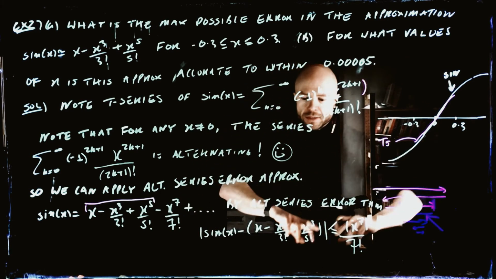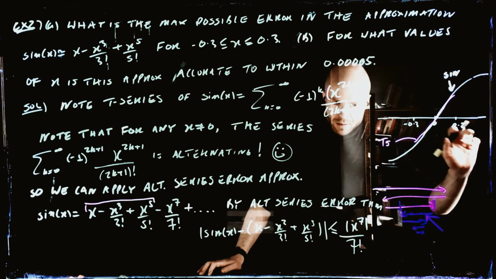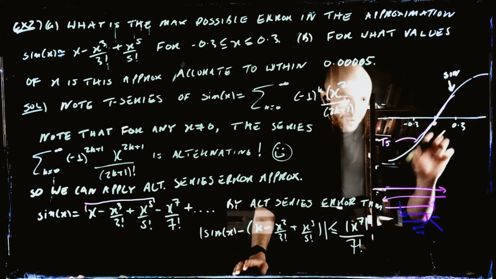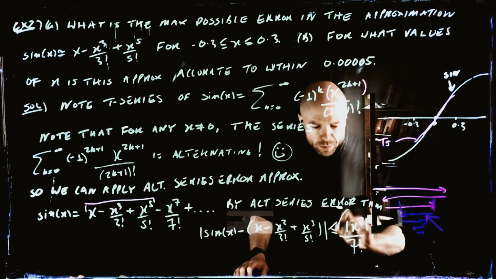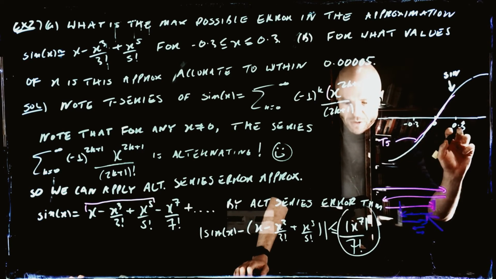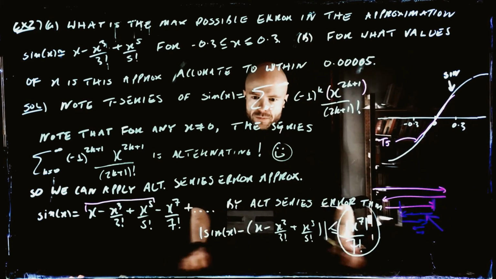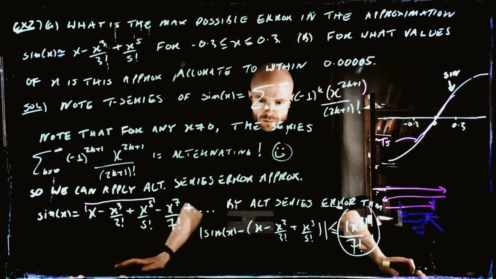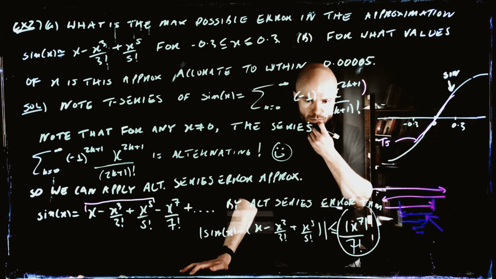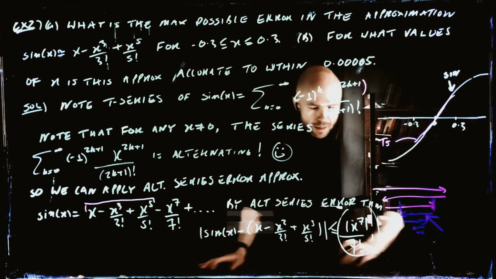But what we want is to know how close this is for any x inside this range. So this is true no matter what x you have, but we want to know how close it is for any x inside this range. Which means knowing how big this can possibly be for any x inside this range. So what value of x inside this range is going to make this thing as big as possible? 0.3 or minus 0.3, right? Because we're taking the absolute value.